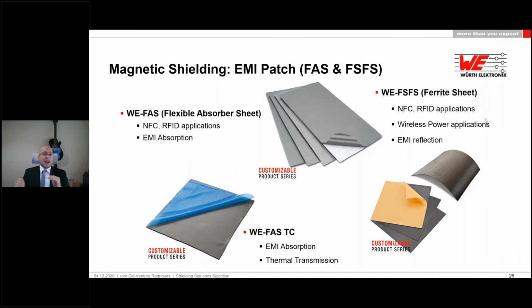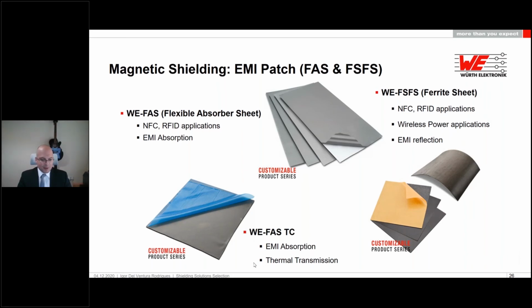On NFC and RFID, it will give you more range because it will be reflecting that energy back from the RFID module. And on wireless power applications, it can either protect other devices so they do not get that magnetic field from your transmitter, or it can make your device more efficient because it will raise the Q factor. It will concentrate more of the energy towards the receiver.